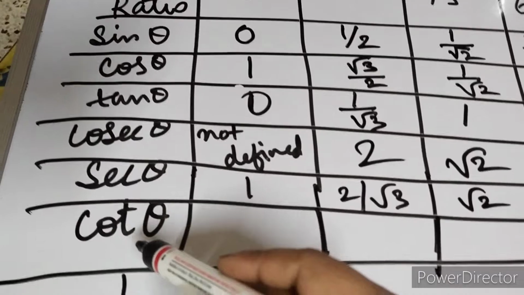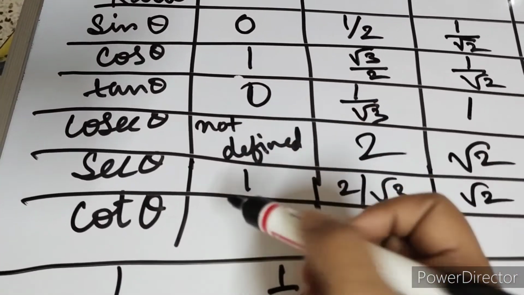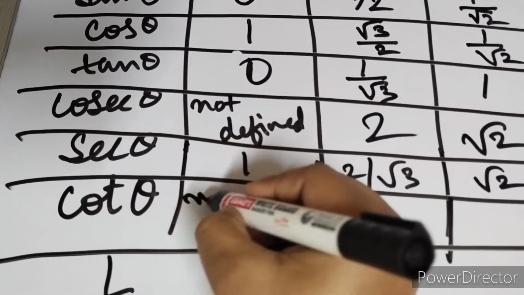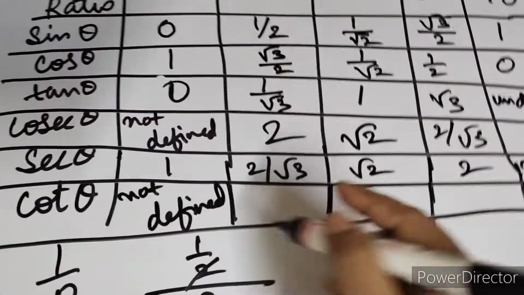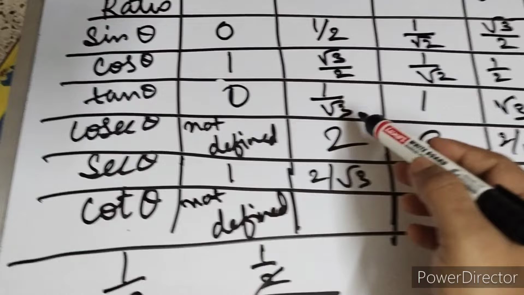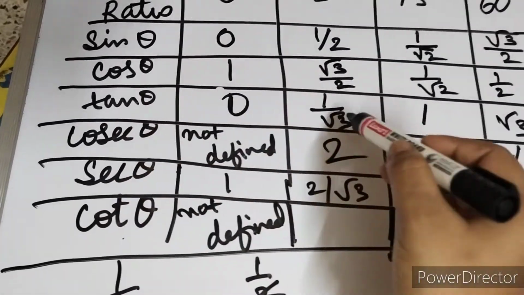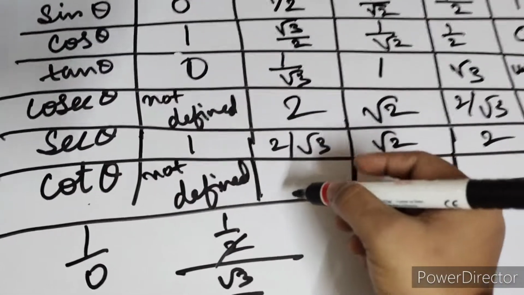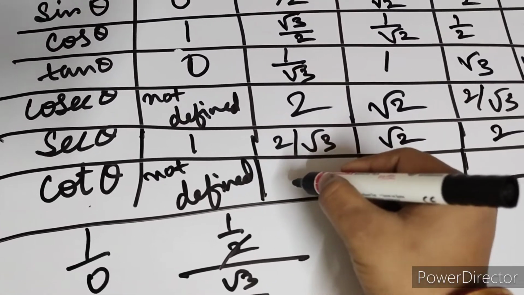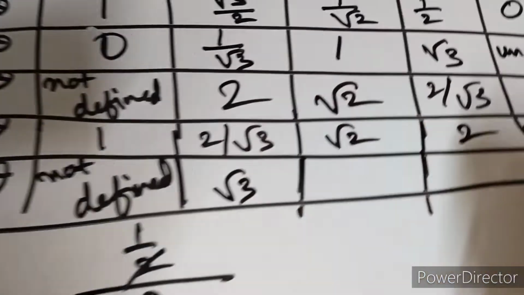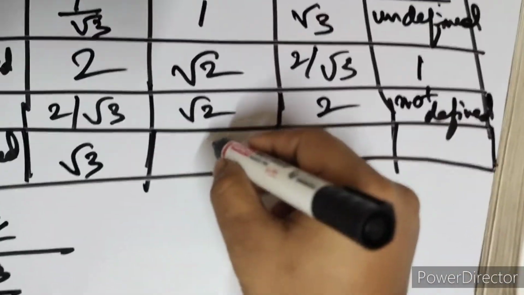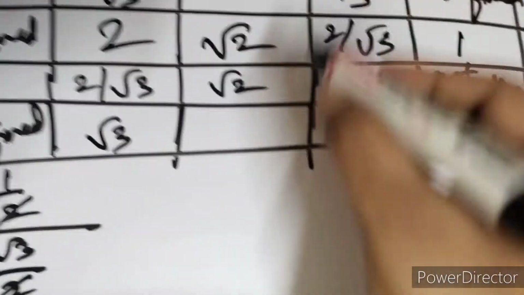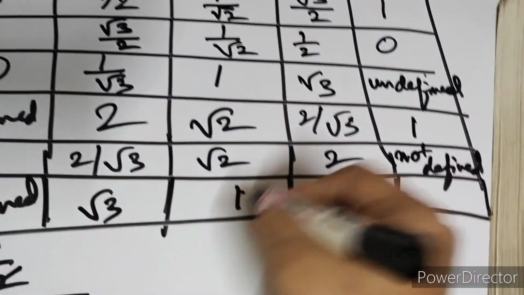Again, cot theta we will find out. 1 by 0 means it will be not defined. Cot 30 degree: what is the value of tan 30? 1 by root 3. So if we take the reciprocal, cot 30 will be root 3. Cot 45 degree will be, because tan 45 is 1, cot 45 is 1 by 1, which is also 1.